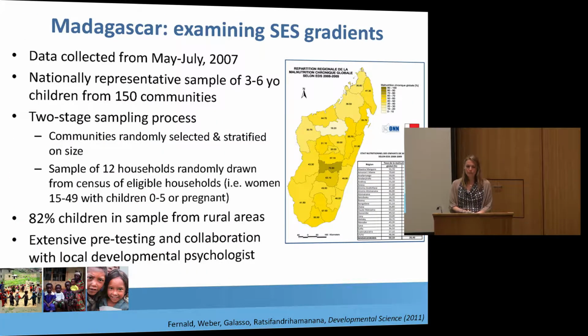In Madagascar, we collected data from May to July of 2007 in a representative sample of children from 150 communities. 82% of these children in the sample were from rural areas, and we did extensive pre-testing and collaboration with a local developmental psychologist. So our questions, I should say, first, this is a really poor country. What kind of gradients would there be in this kind of context? We see countries that have more heterogeneity in terms of wealth distribution, but Madagascar is pretty uniformly poor. Would we see those same kind of gradients? Do the gradients change over the age of 3 to 6 was another question. And were there any specific domains that seem to be more sensitive to wealth or education effects?